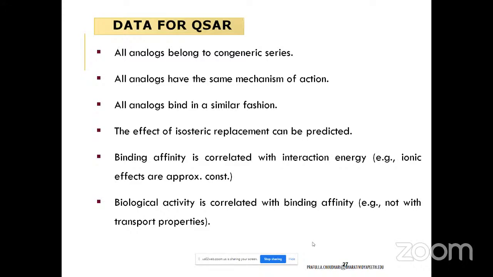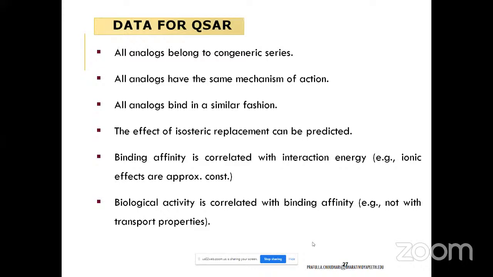Another is that the effect of isosteric replacement can be predicted. Means what? We can put molecules which have an isosteric replacement in a singular data set. Means C double bond O can be replaced with C double bond N, which can be considered in the singular data set. Also, the binding affinity can be correlated with the interaction energy, that is, the ionic effects can be made approximately constant. The biological activity can be correlated with the binding affinity, means the ability of the molecule to interact with the receptor. But here, the transport properties cannot be correlated.